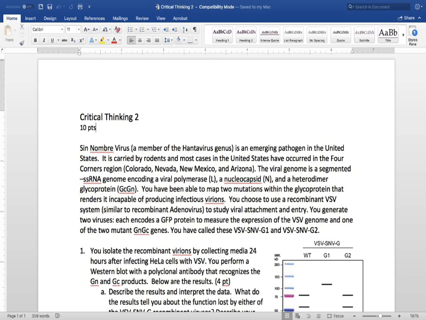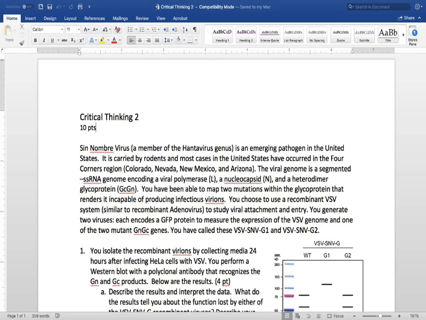All right, you've been able to map 2 mutations with the glycoprotein, the GCGN, that render it incapable of producing infectious variants. In other words, there's some problem along the way that prevents the life cycle from occurring. This is a glycoprotein, meaning that it's on the surface of the viral structure. What are potential roles for it? What could it be involved in?